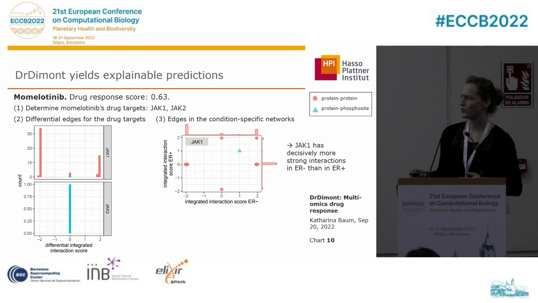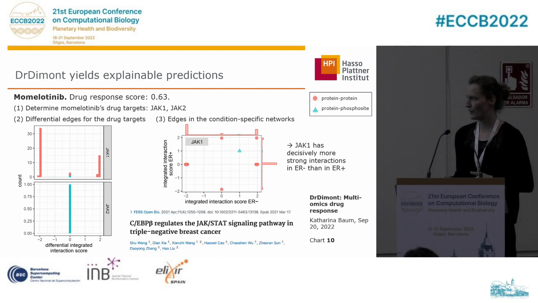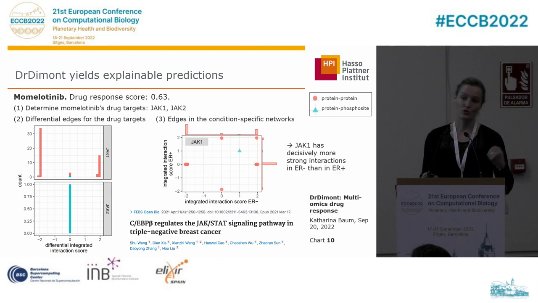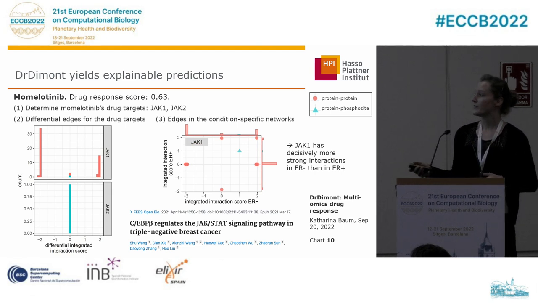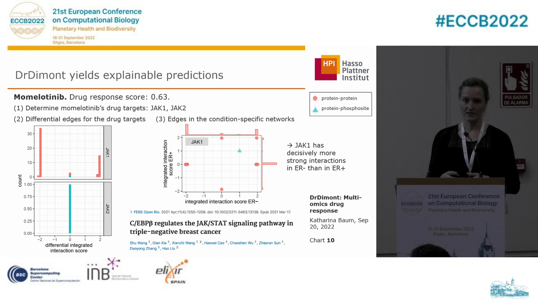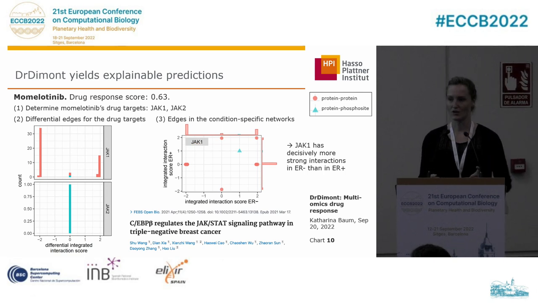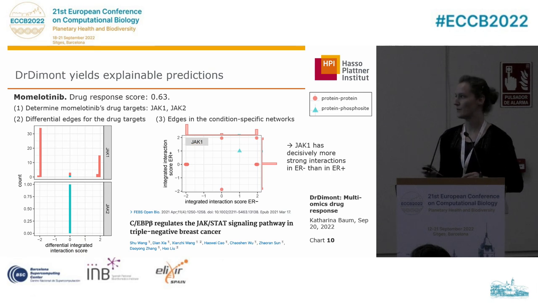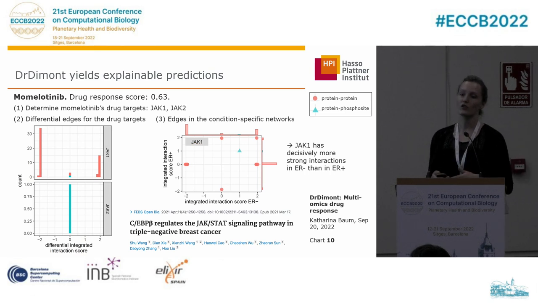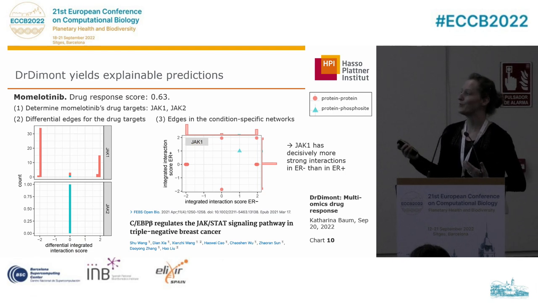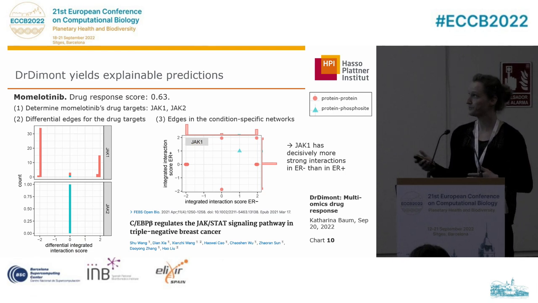And we checked whether this could make sense, and in fact, we found that in triple negative breast cancer, which would be ER negative as well, C/EBP beta is regulating the JAK-STAT signaling pathway, but not for ER positive. And C/EBP beta is an intrinsically disordered protein that is really promiscuous in binding and is modulating a lot of regulations and interactions. So possibly these explanations make sense from our perspective.